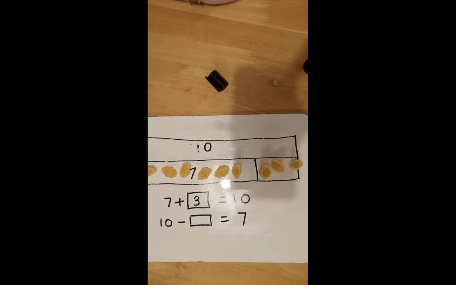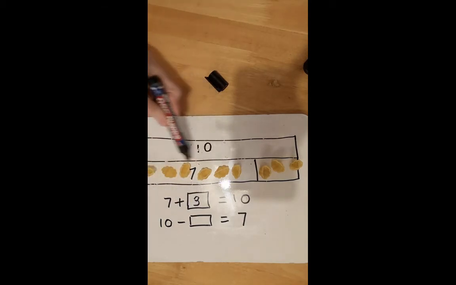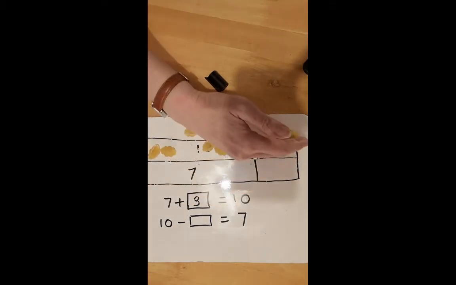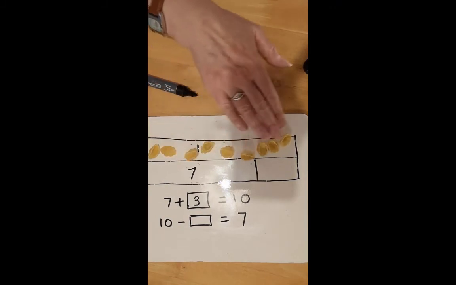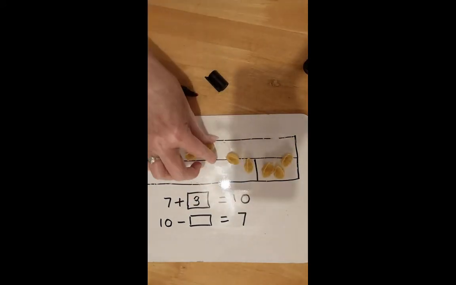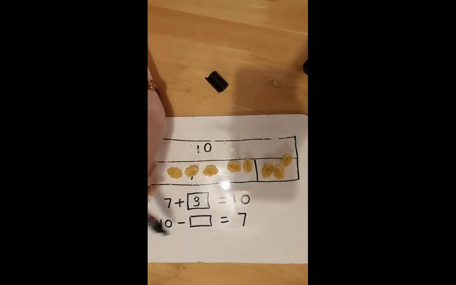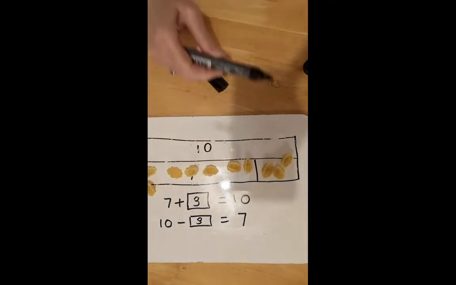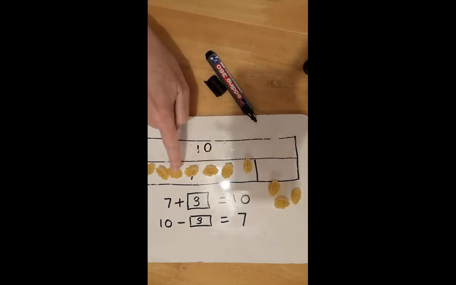If we're feeling particularly smart, we can do the inverse, we can do the opposite. So we can say we know we've got 10, we've taken away something which left us with the 7. So what did we take away from the 10? There's the 10. What did we take away there to leave us with the 7? 1, 2, 3, 4, 5, 6, 7. That's right. We took away the 3. So 10 take away 3 equals 7.